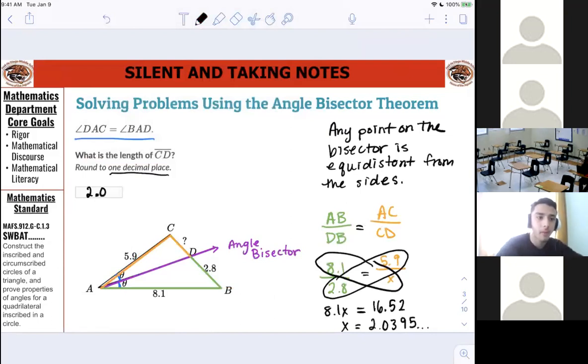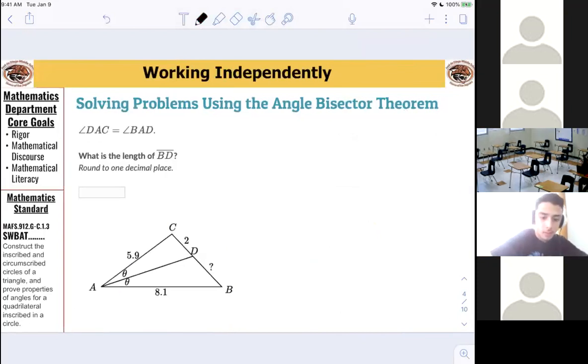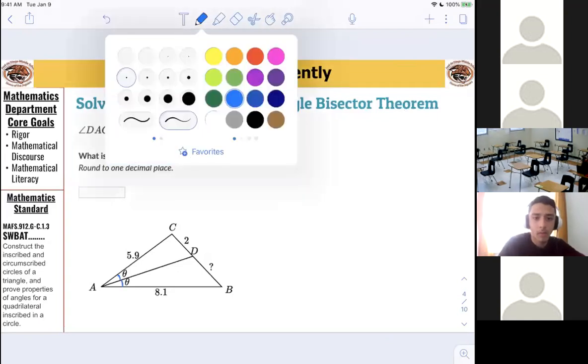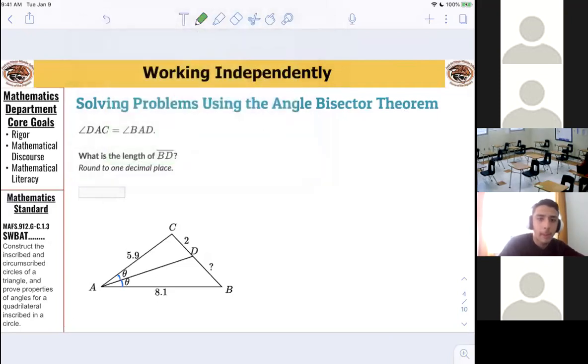Let's do another one. I know that I need to make my little equation, right? So in this case, what goes on top, what goes on the bottom? You do 5.9 over 2 and 8.1 over n. Good. So that would be AB over BD equals AC over CD. So I'm flipping it, but I'm doing the same thing. So I have 8.1 over X and 5.9 over 2. Now what do I do?